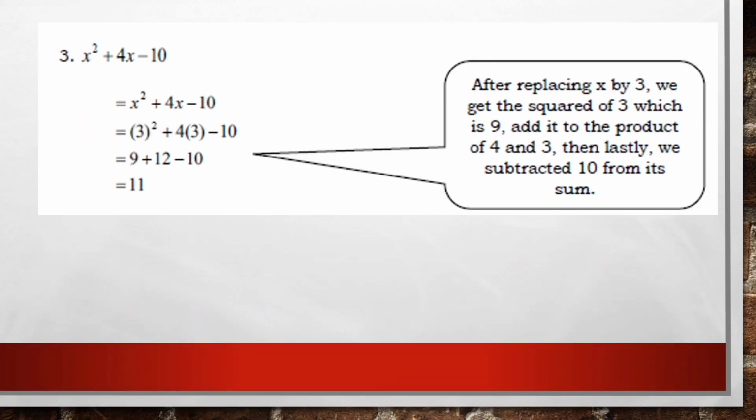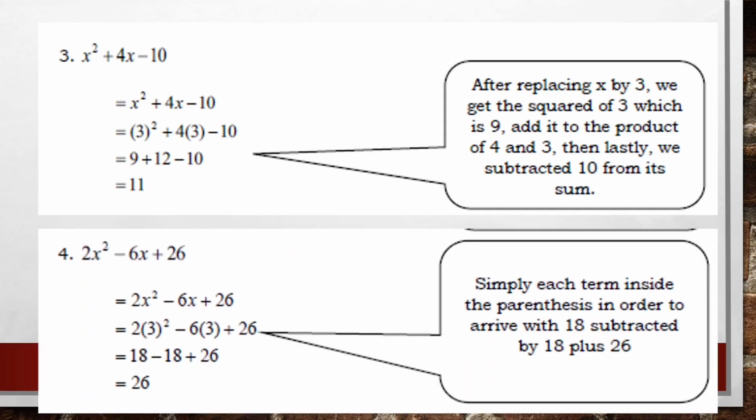For example number 3, x squared plus 4x minus 10 is the given expression. After replacing x by 3, we get the square of 3, which is 9. Add it to the product of 4 and 3. Then lastly, we subtract 10 from its sum. Therefore, the answer is 11. For example number 4, 2x squared minus 6x plus 26. Simplify each term inside the parentheses to arrive at 18 minus 18 plus 26. Therefore, the answer is 26.